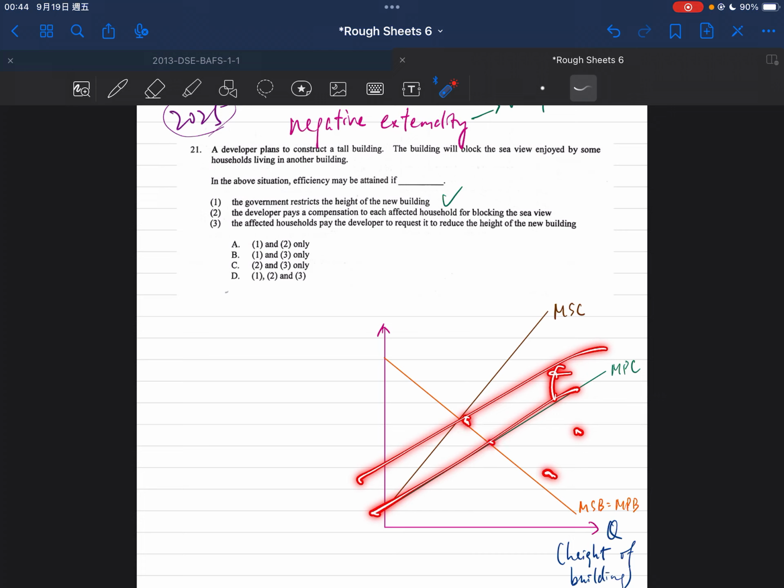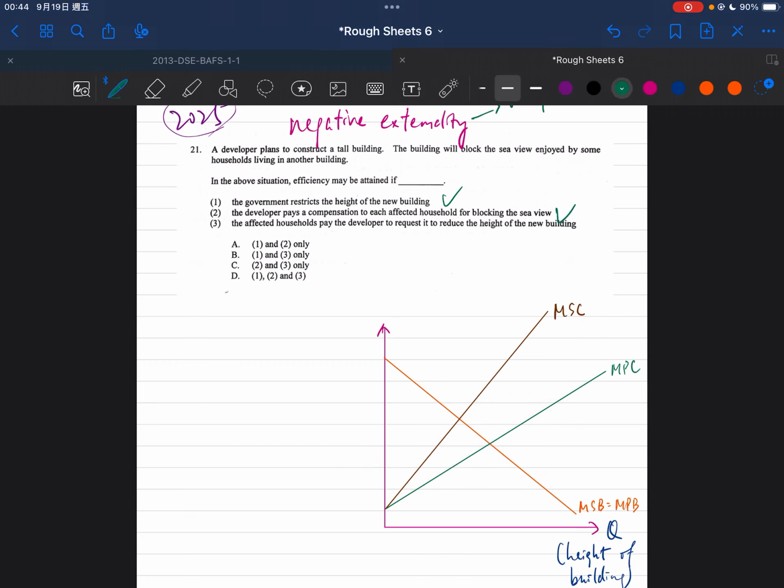So we can see now the quantity moved towards the efficient level, and the gap between MSC and MSB is also narrower. So the second one is also correct. The MPC moved towards here, but it does not affect the MSC. This is the new MPC curve.